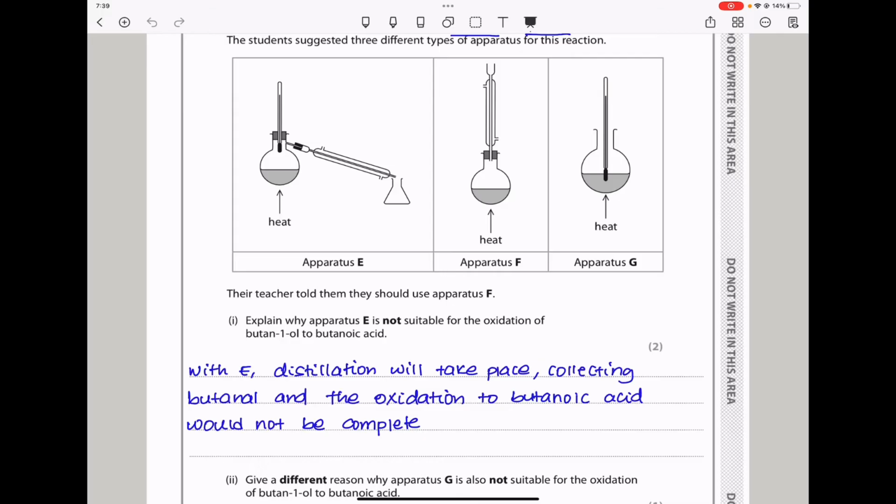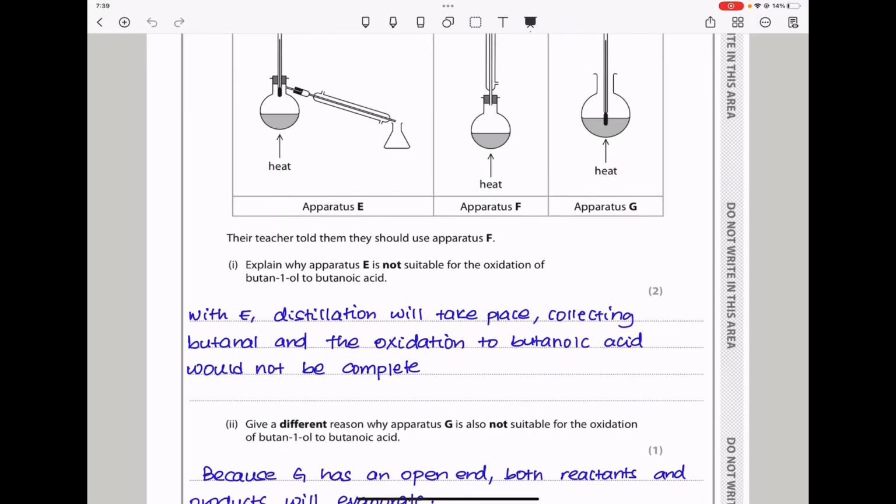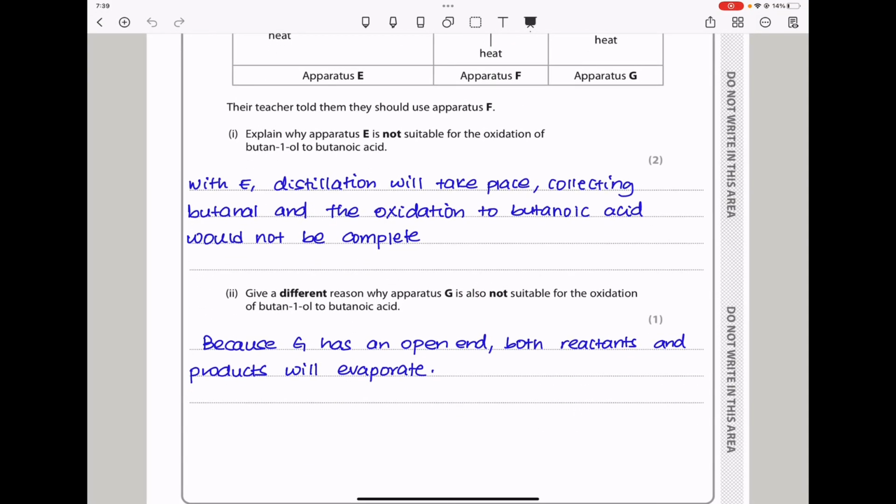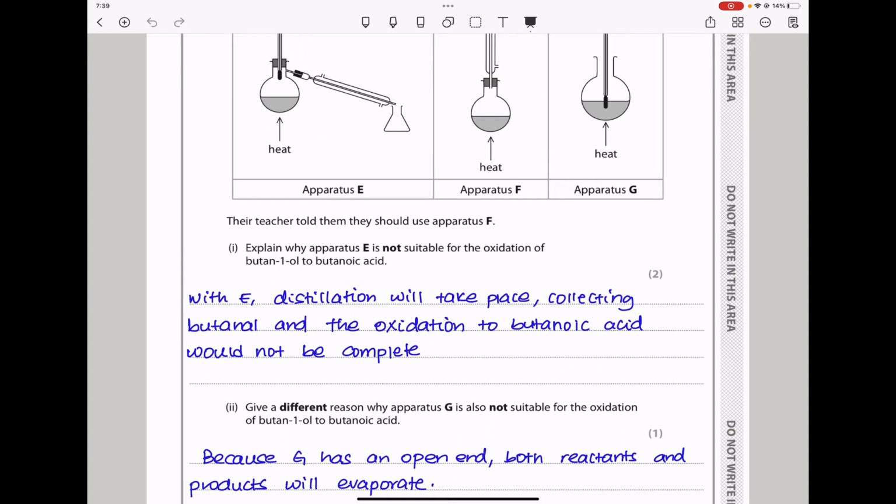By using E, distillation will occur, so an aldehyde could be collected because there could be some partial oxidation. So I said with E, distillation will take place, collecting butanol, and the oxidation to butanoic acid will not be complete. Then they say give a different reason why apparatus G is also not suitable for the oxidation of butan-1-ol to butanoic acid.